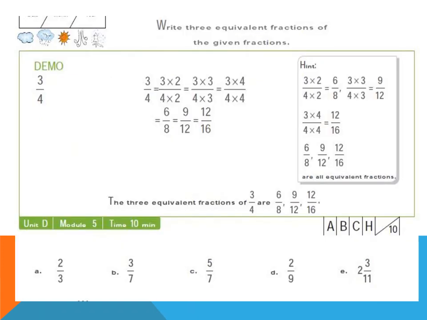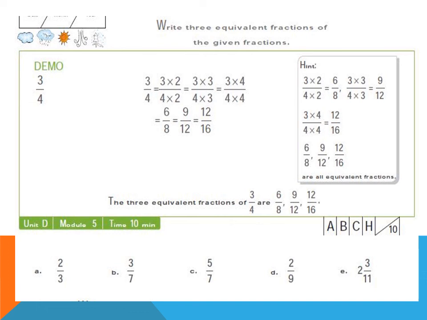Module number 5. Write 3 equivalent fractions of the given fractions. Look at the demo. 3 by 4 is the fraction given. If we multiply both the numerator and denominator by 2, 3, 4, then we will get the fractions 6 by 8, 9 by 12, 12 by 16. So the 3 equivalent fractions of 3 by 4 are 6 by 8, 9 by 12, 12 by 16.